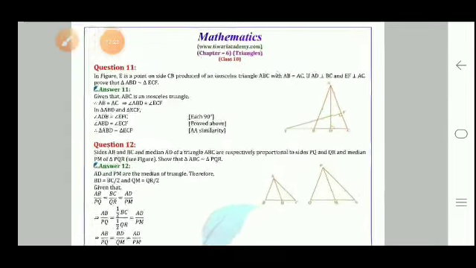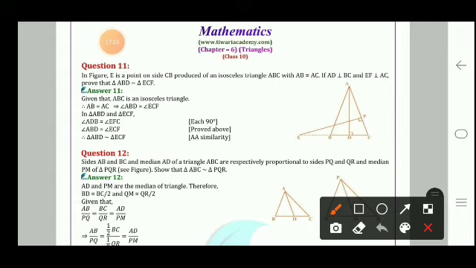Okay, then moving towards question number 11. In the given figure, E is a point on the side CB produced of an isosceles triangle ABC, in which AB is equal to AC. So it is given that AB is equal to AC, AD is perpendicular to BC and EF is perpendicular to AC. We have to prove that triangle ABD is similar to triangle ECF. This we have to show.